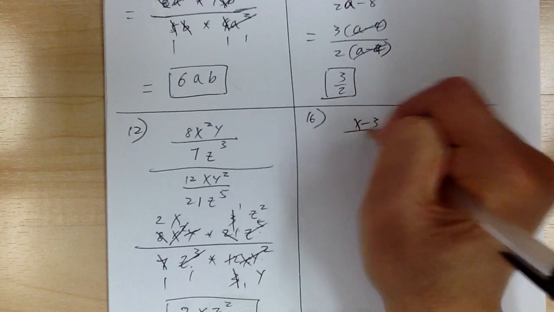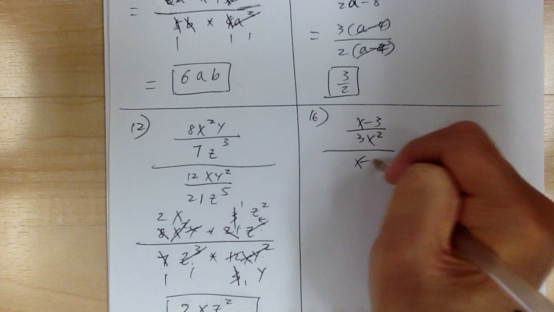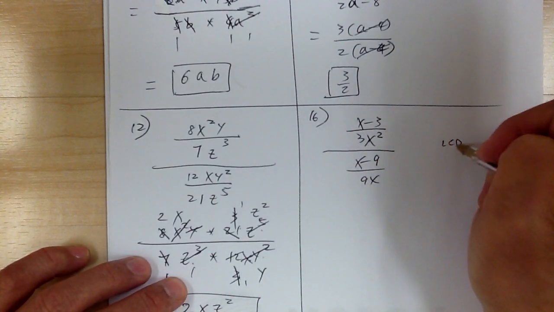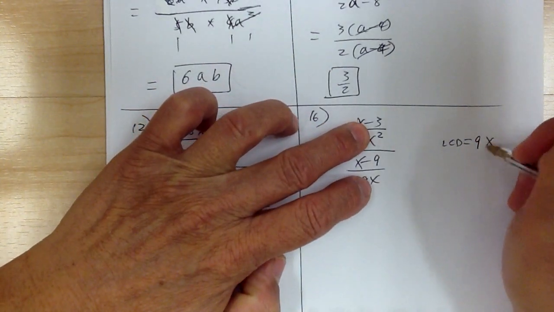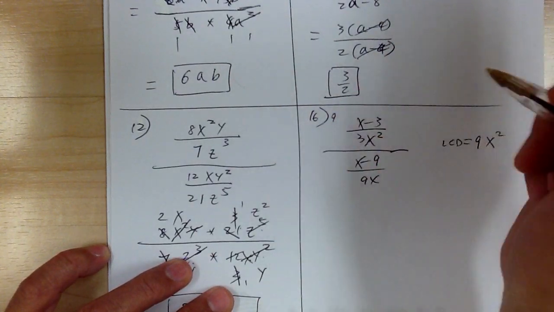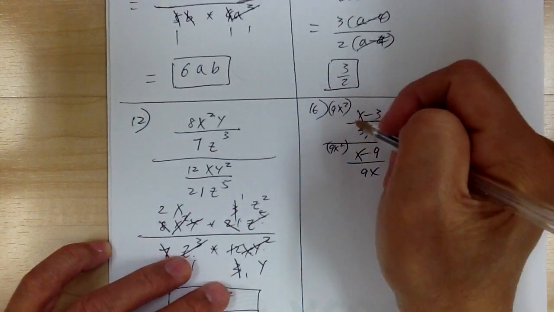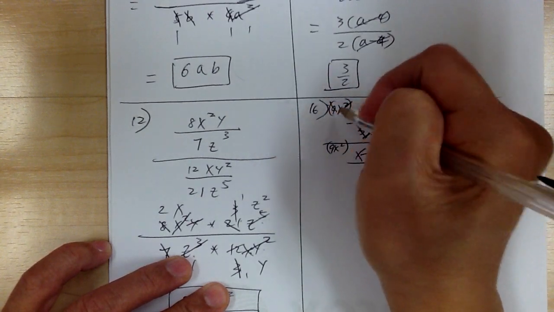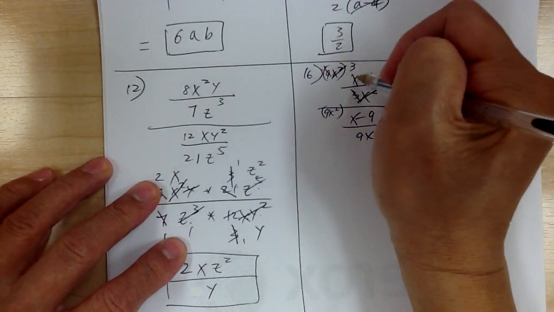You have x minus 3 over 3x squared over x minus 9 over 9x. Okay, so your LCD, 3 and 9 is 9, and x squared and x is x squared, so that's your LCD. So you want to multiply by the LCD, so it would be 9x squared, so 9x squared. Okay, so when you cancel, x squared cancels out, 3 and 9 can cancel, so you get 3 left over on the top. Okay, so notice I put it on the top, so it's not as confusing.